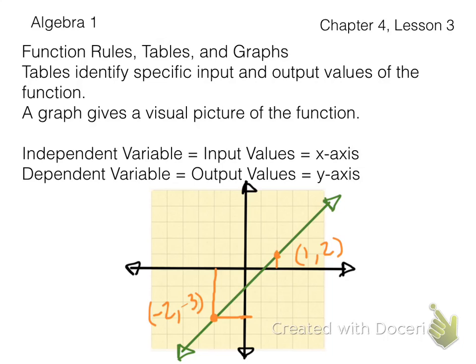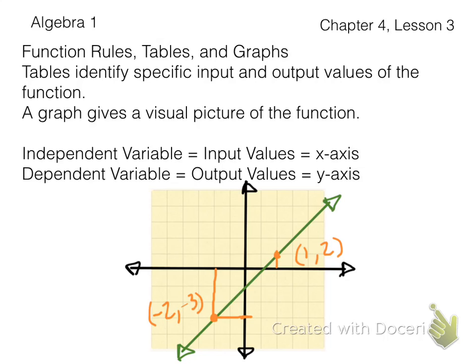Okay, and knowing this information obviously then can help us write a function rule, because you guys should be familiar with slope, right? I should be having some flashbacks from last year, even though we haven't talked about slope yet, but you'll see how they're all related in a bit.